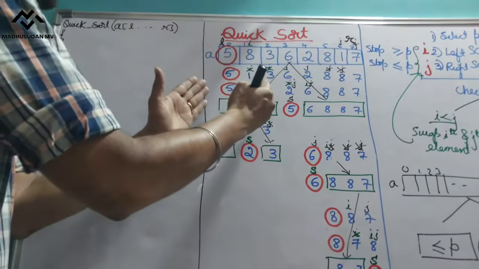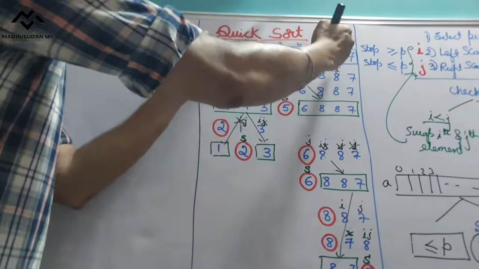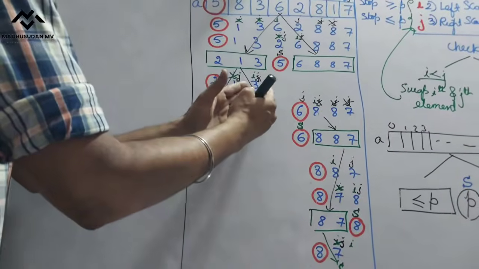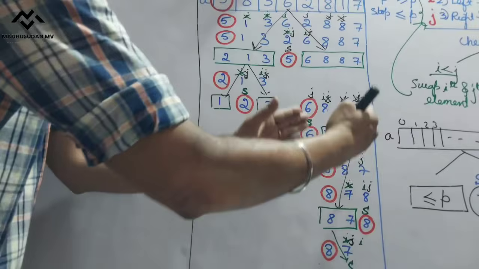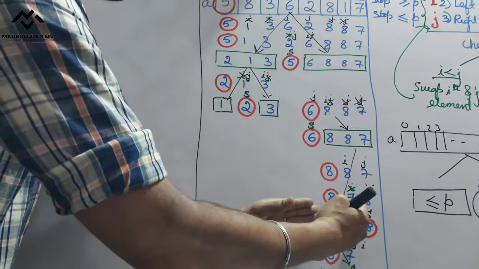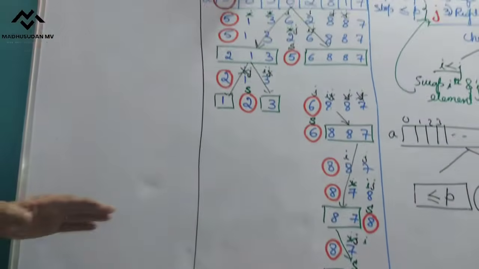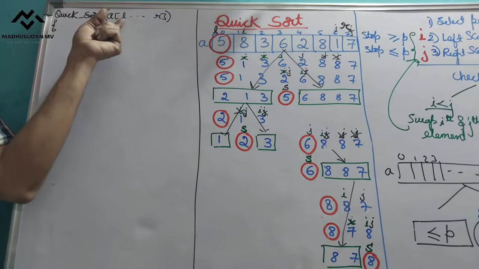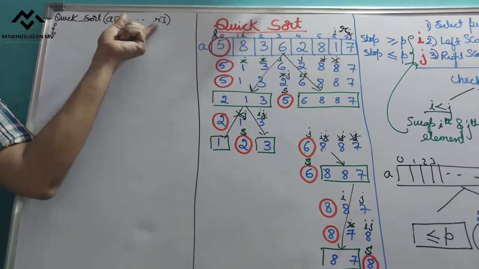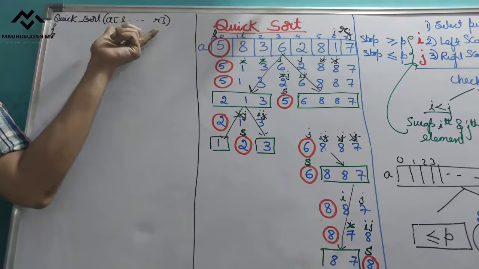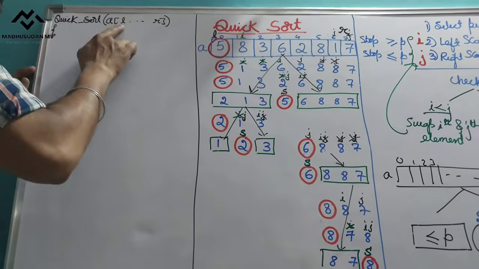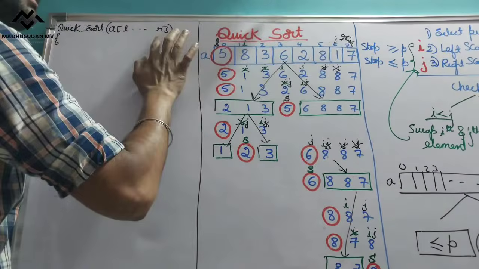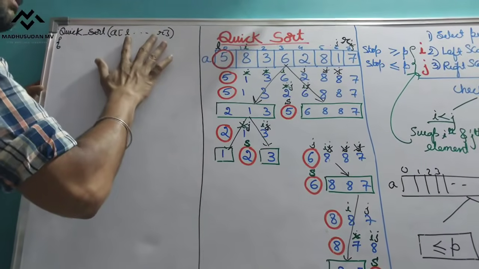So here 0 to 2, here 0 to 7, here 4 to 7, here 0 to 0, here 2 to 2, here 4 to 7, here 5 to 7, here 5 to 6, like that it keeps changing. So what I am taking here is the leftmost index and the rightmost index in general. Initially the leftmost index is 0 and the rightmost index is the last element's position, n minus 1. So this is the initial setup.